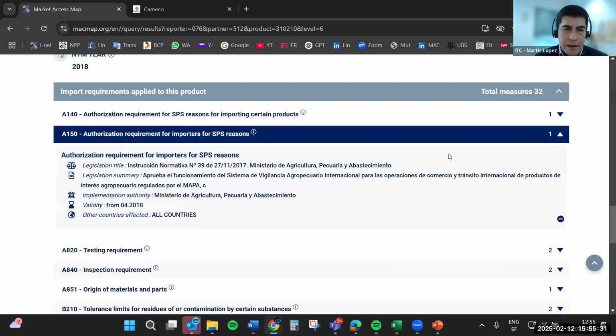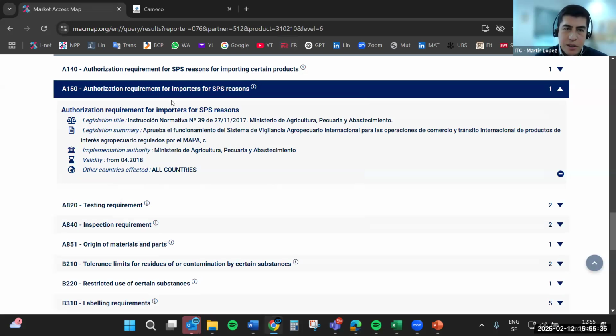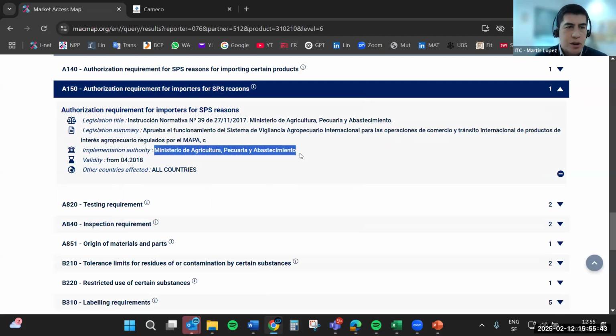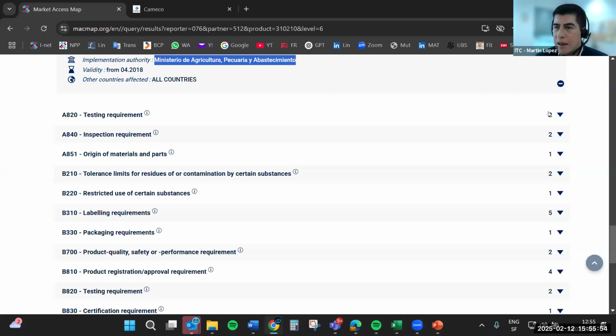Again, authorizations, requirements for importers for SPS reasons. This has to do, for example, with registration of your company in the database of the Ministry of Agriculture in Brazil, as it happens in most markets. Exporters of a given product must register themselves in the database of a Ministry of Agriculture or a sanitary authority.